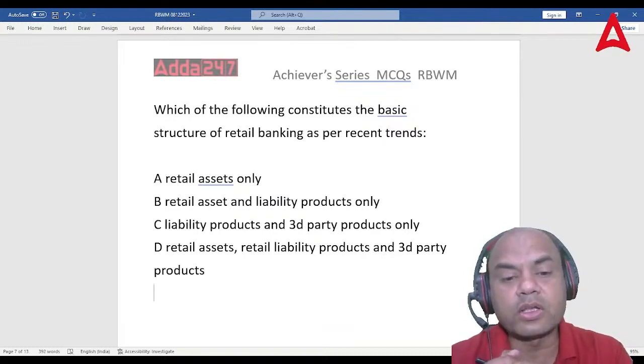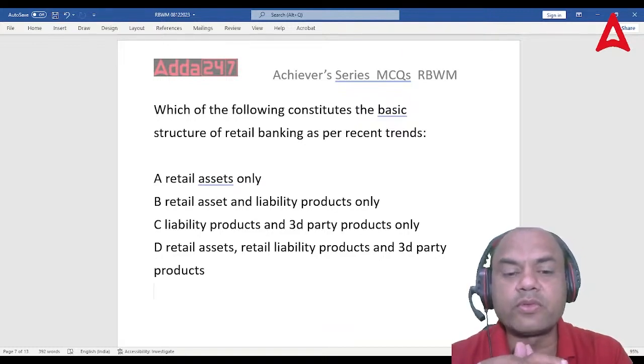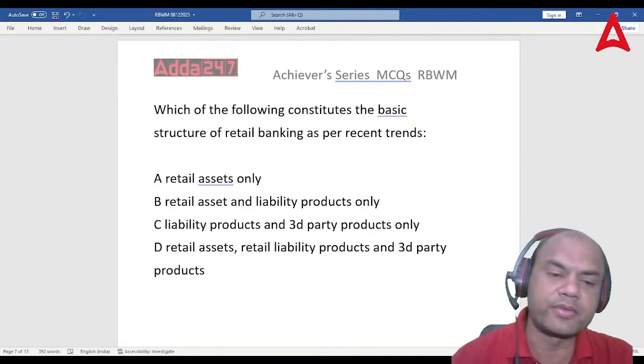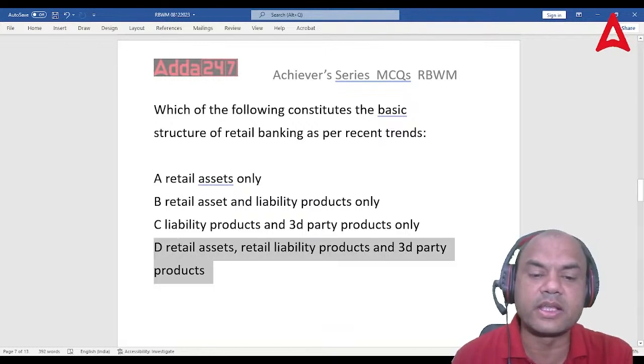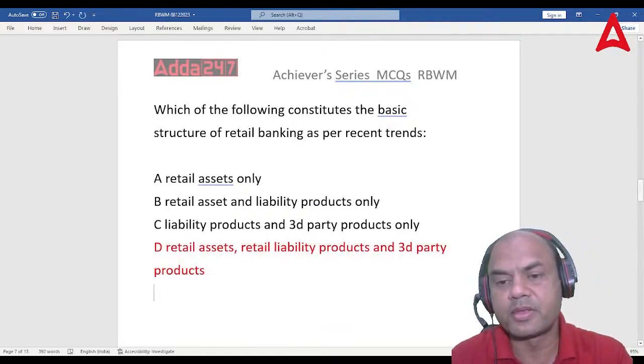So these are all the basic structures of today's banking. Today we do the selling of all these three products: retail assets, liabilities, and third party. So the answer is D over here. D. Okay, answer is D. Got it, everyone? Answer is D. Next one.